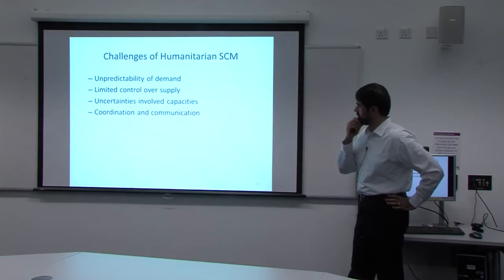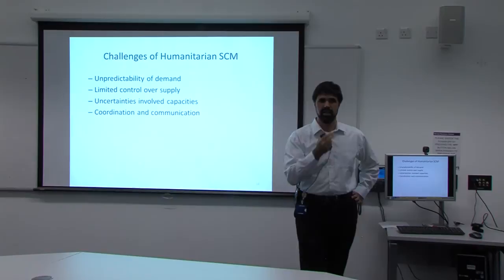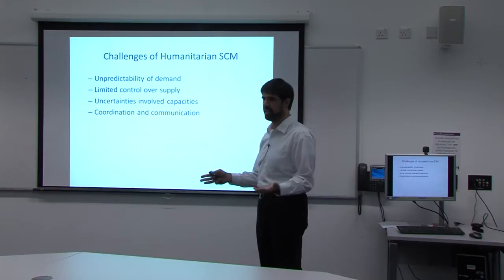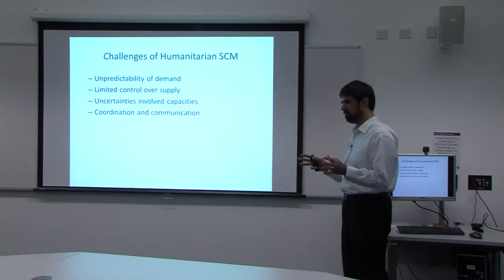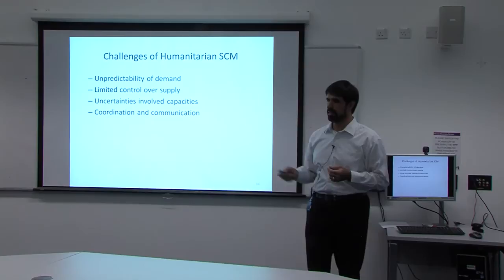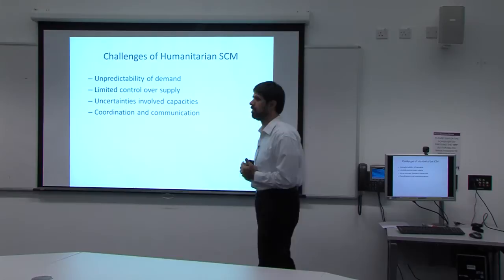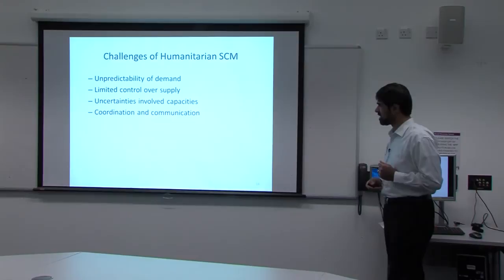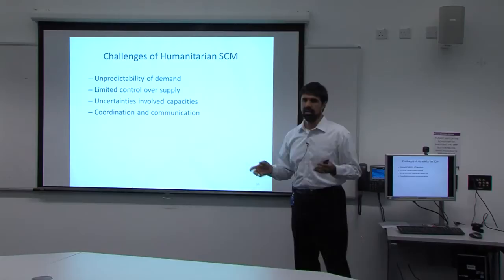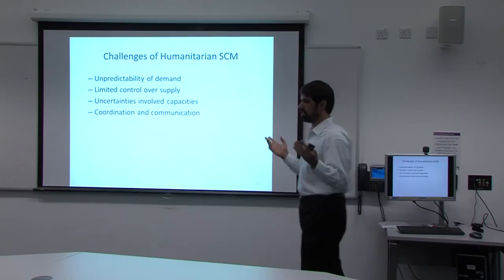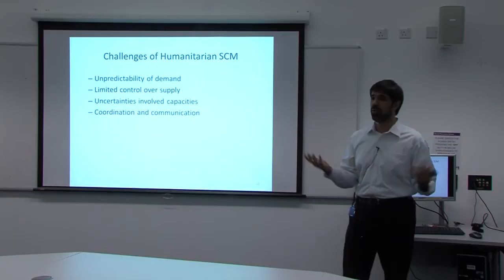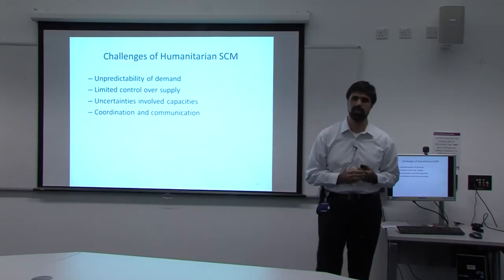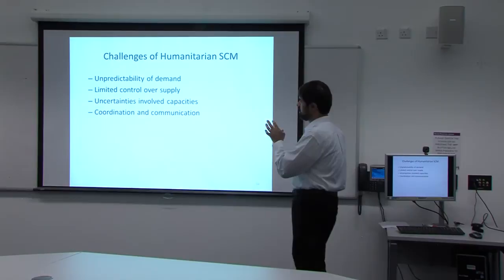In addition to that, we have a huge level of uncertainty in capacities. In a commercial supply chain, we are fairly certain about, for instance, the capacity of our fleet, the roads, ports, everything. We are confident about the capacities we have at hand. But in disasters, some of these capacities will be lost. Bridges collapse, roads are closed, so we don't know what capacities are available. And then there is coordination and communication between the different parties: local governments, armies, international organizations, the affected people, the local community. It is a very complex network of entities that need to collaborate and coordinate their activities. These are the factors that make managing humanitarian supply chains very complex.